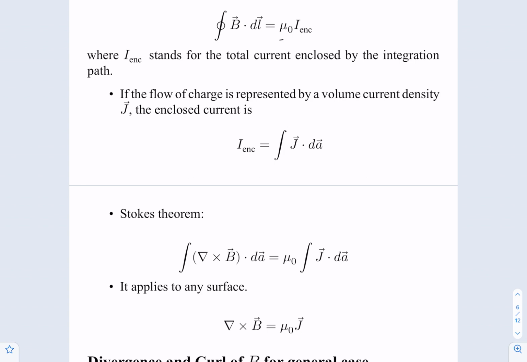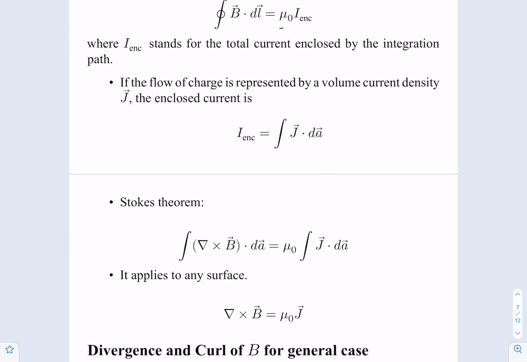So here we calculated the curl of B in the case of infinitely long wires. That's still a special condition. In the next section, we will try to generalize this case and figure out what the expression will be for an arbitrary general case.